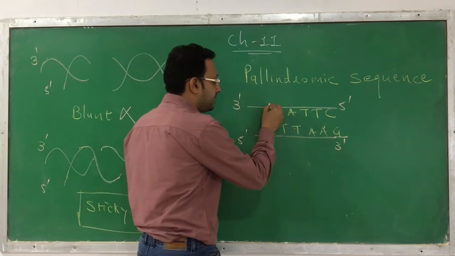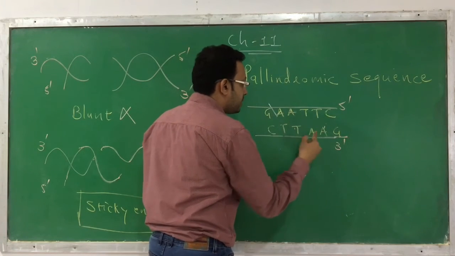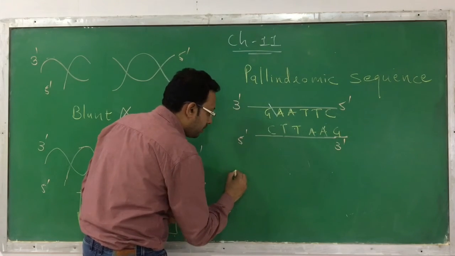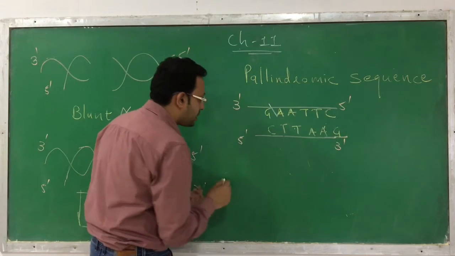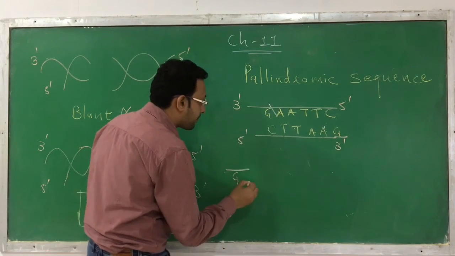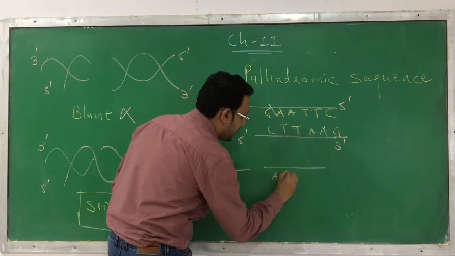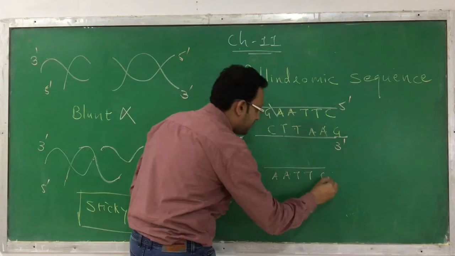For example, in this case, it is cutting from this side between the G and A. So what kind of structure is going to be produced? Such a structure is going to be produced. Say G, now here it's a cut. So what does it become? A, T, T, C.